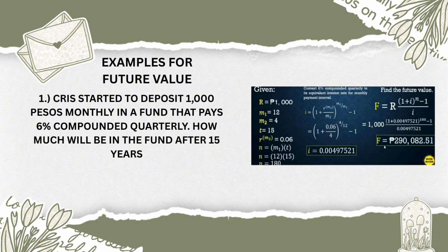i is approximately 0.0049751. And in the formula, F equals 1000 times the fraction 1 plus 0.0049751 raised to the power of 180 minus 1 over 0.0049751. And the result is F is approximately 290,082 pesos and 51 centavos.